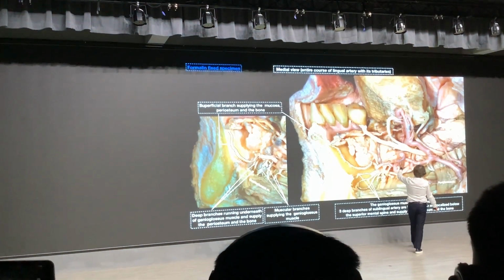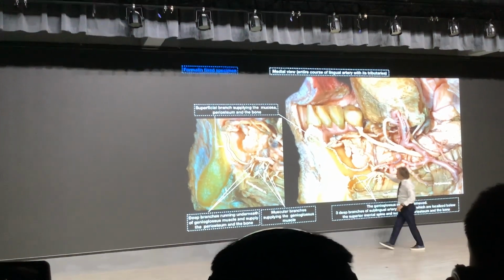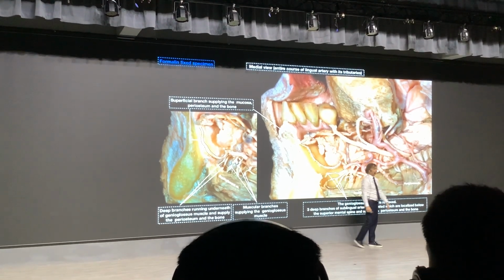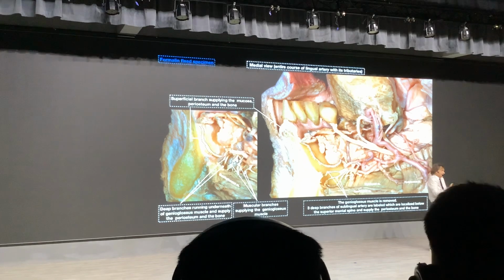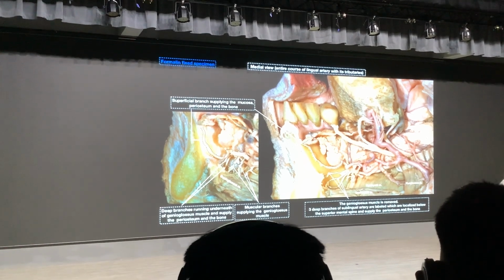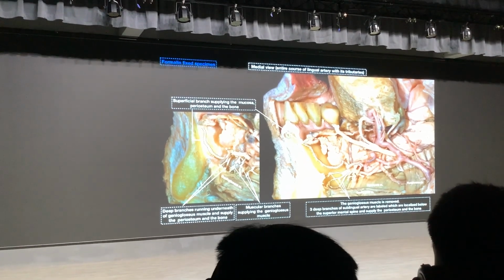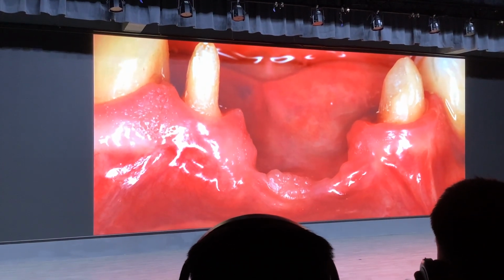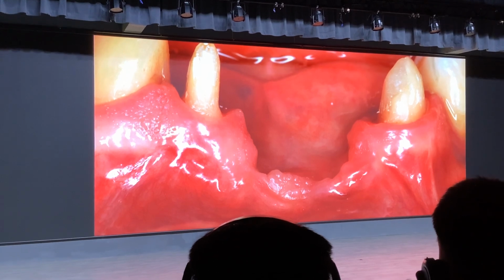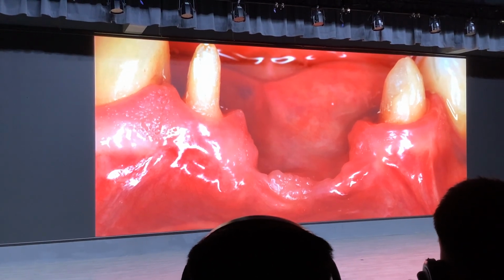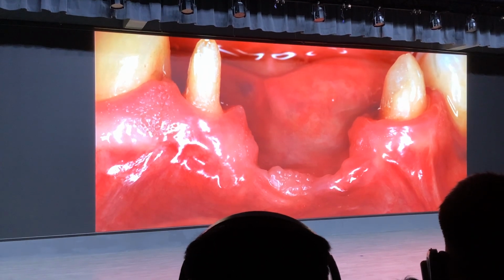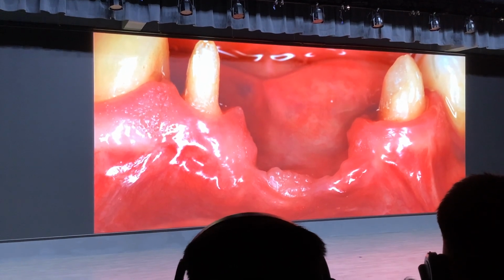Okay, so this is the terminal branch. This is the Wharton duct. But now it's coming out of the dense connective tissue. So it's not protected anymore in the dense connective tissue. What do we have to do with this? Okay, so we make 2 vertical incisions on the lingual because it's the 3rd zone. Remember, 3rd zone from here to here. The entire anterior mandible is the 3rd zone. It's the most important zone.